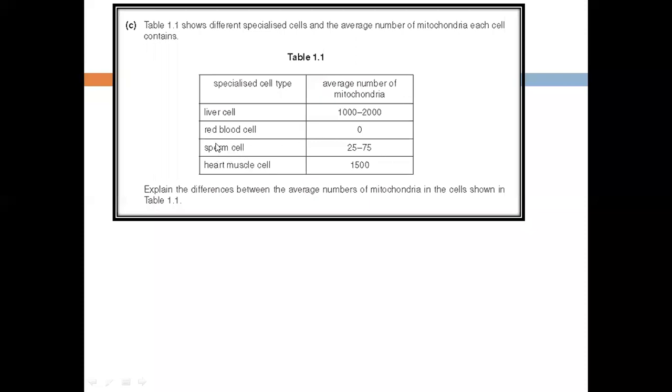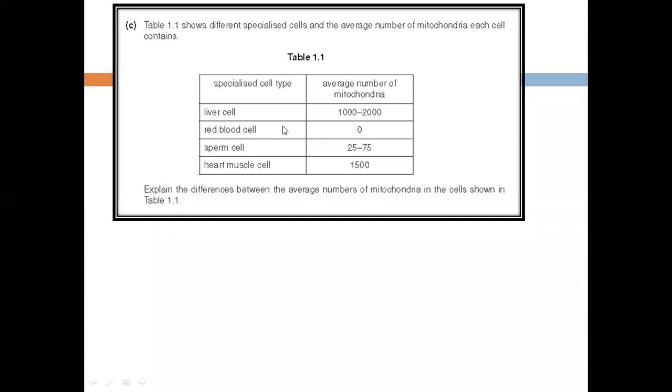Now come toward the sperm. Sperm cell needs mitochondria to swim, but relatively fewer than heart muscle and liver cell, because the sperm cell is small compared to them. Come toward the red blood cell. It is not as active in moving as the sperm and heart muscle cell. So it needs energy, but very little. And the red blood cell should have more space for hemoglobin. That's why mitochondria is not there.